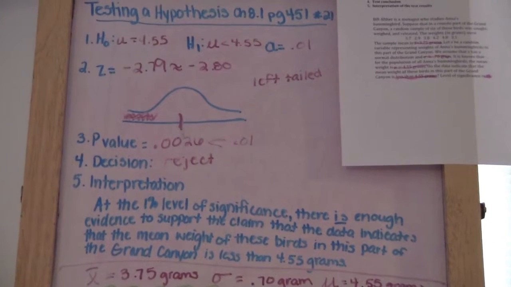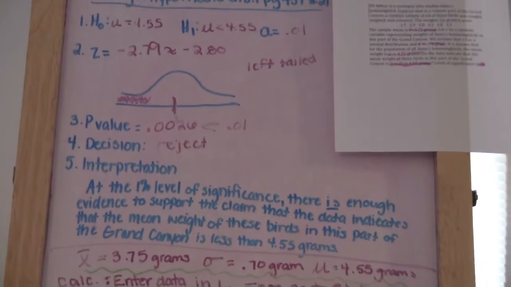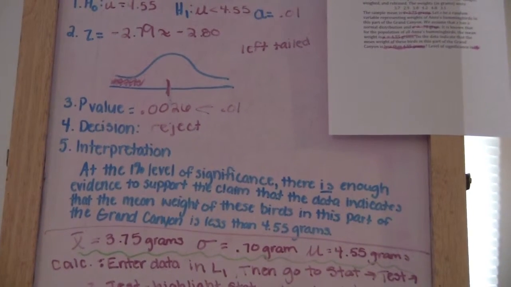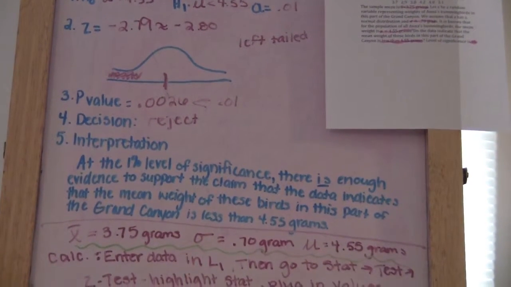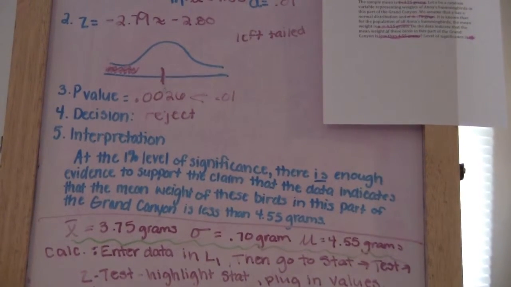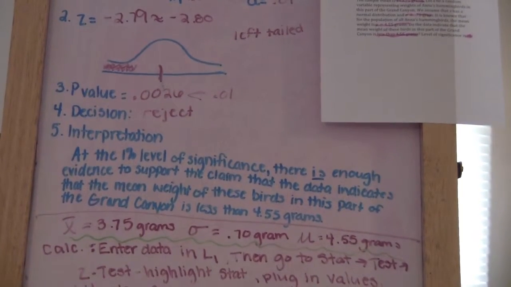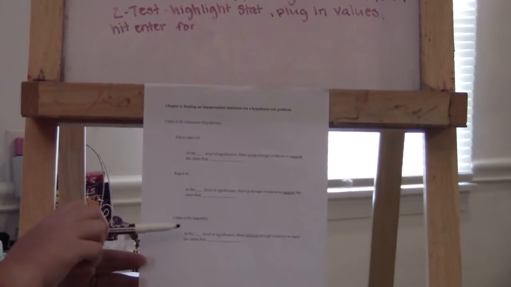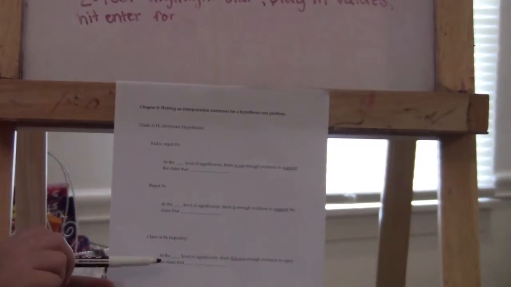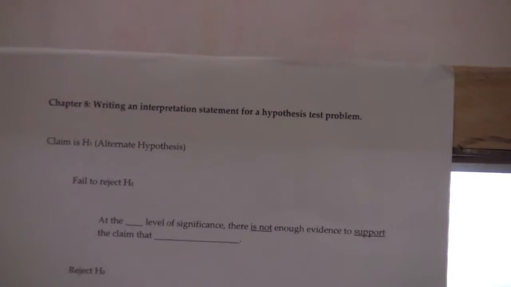And then you have to actually interpret what that means in the context of the problem. So in this case, at the 1% level of significance, there is enough evidence to support the claim that the data indicates that the mean weight of these birds in this part of the Grand Canyon is less than 4.55 grams. And that's it. Now, for different problems, this is a nice little cheat sheet to tell you, just fill in the blanks. Once you have that, you'll be done. And that is how you test a hypothesis.